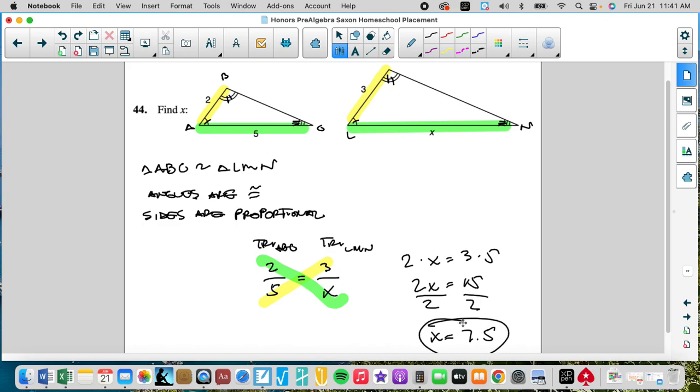Mr. Mac, you said leave it as an improper fraction. You can leave it as 15 over 2 or 7.5. I'm okay with either, but that's more work.